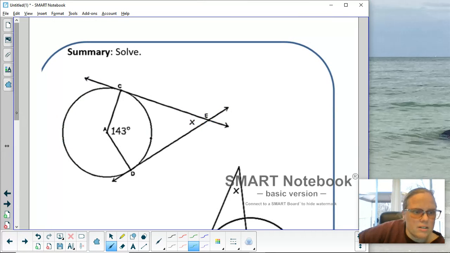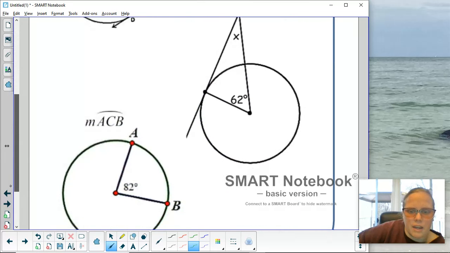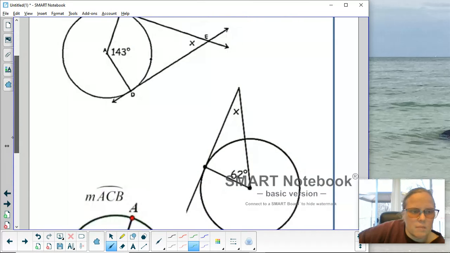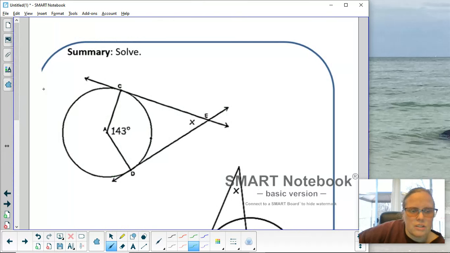All right, here are summary questions that we will solve together to practice these conjectures related to tangents and circles.